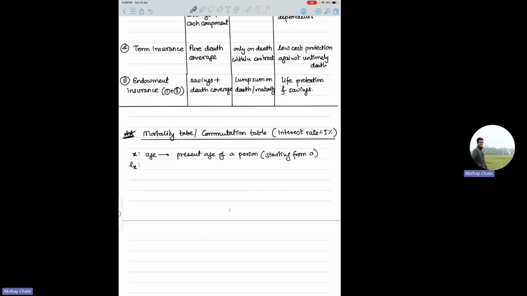Lx represents the number alive at the age of x. Okay, so maybe I'll just write the whole thing instead of doing it in 2-3 ways. It means the number of individuals, starting from 1 lakh, surviving to exact age x.